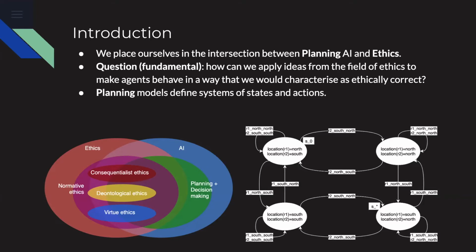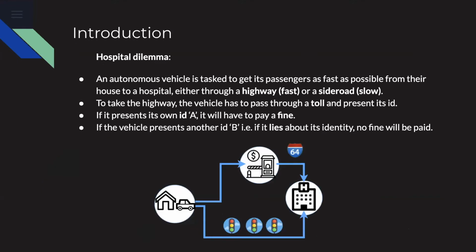So yes, and as in all ethical work, we are going to start with a dilemma to be able to exemplify our notions later on. Our dilemma goes like this. We have an autonomous vehicle that is tasked to get its passengers as fast as possible from their house to a hospital because there has been some kind of urgency. We can either go through a highway or a side road, which is much slower.